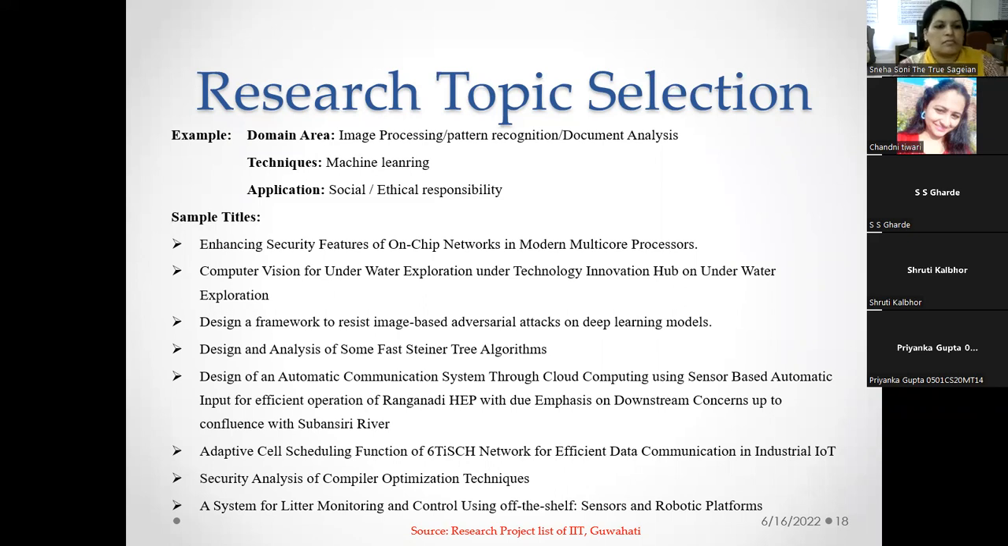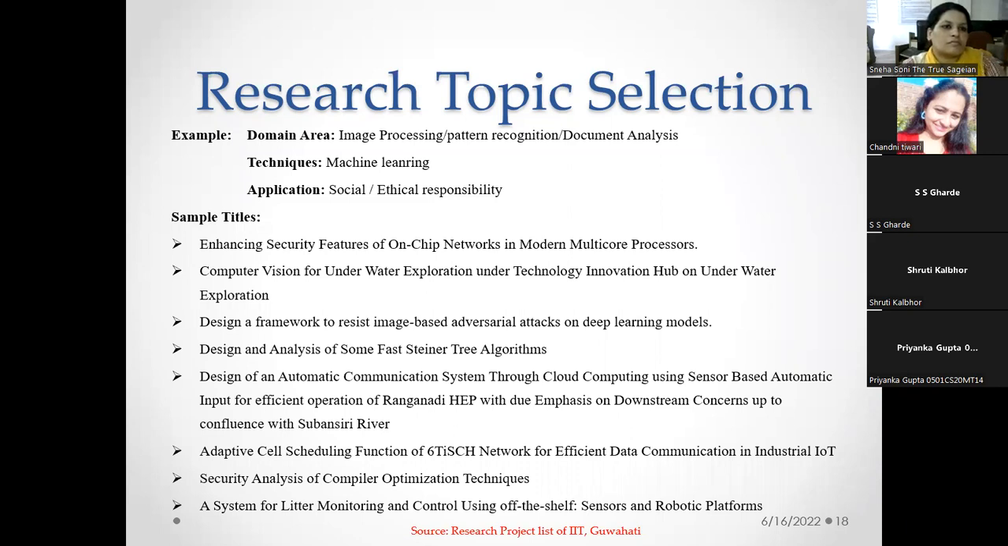Then try to identify the application area. Whenever you are going to perform the research, you must provide the proper social use or application, or ethical responsibility, which your research will provide. So you must have that application area, and then your research will be useful. So this is all about topic selection.